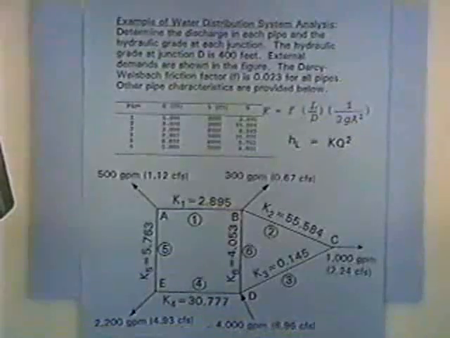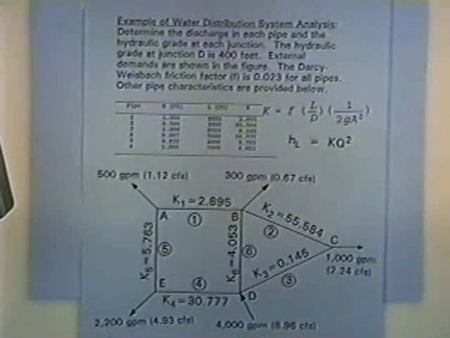Let's see. We're determining the discharge in each pipe and the hydraulic grade at each junction. The hydraulic grade at junction D is given as 400 feet, and the external demands are shown. We're using a Darcy-Weisbach friction factor of 0.023 for all the pipes, and all the pipe characteristics are provided in the table.